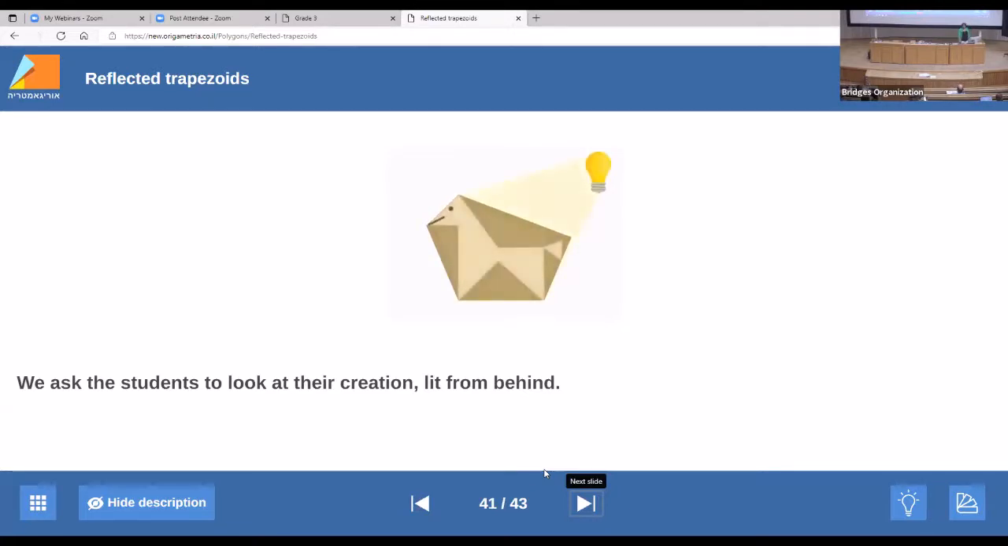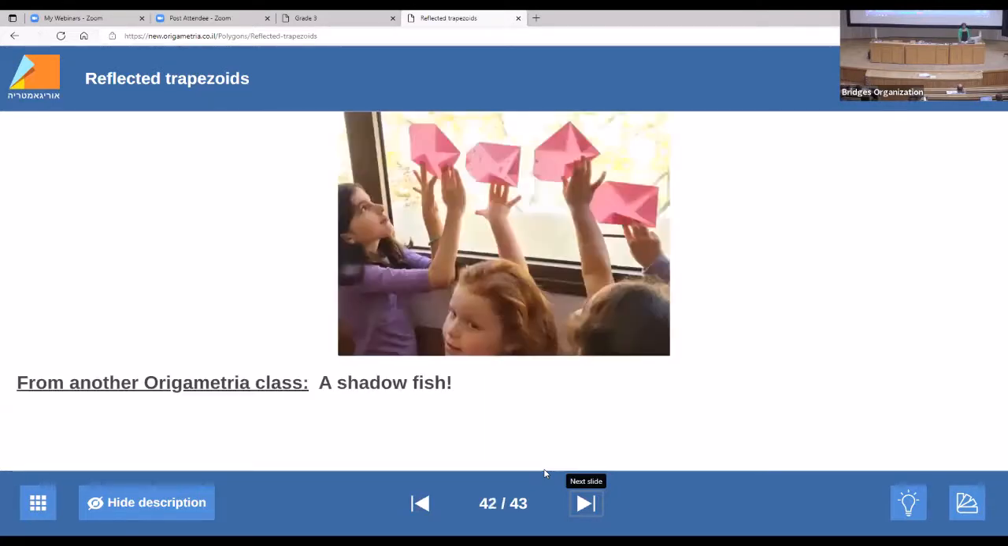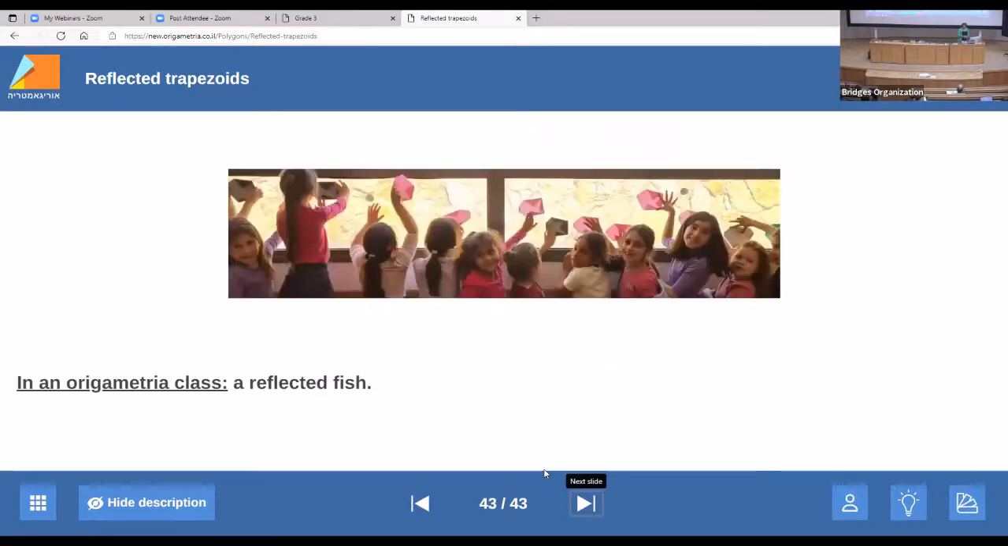So we did a similar model. It's a fish. And look what the children did. They ran to the window and started to look at it from the window. This is some of what the teachers sent me. They designed the fish and looked at it from the window. They ran to the window, and it's beautiful to see it, yeah?